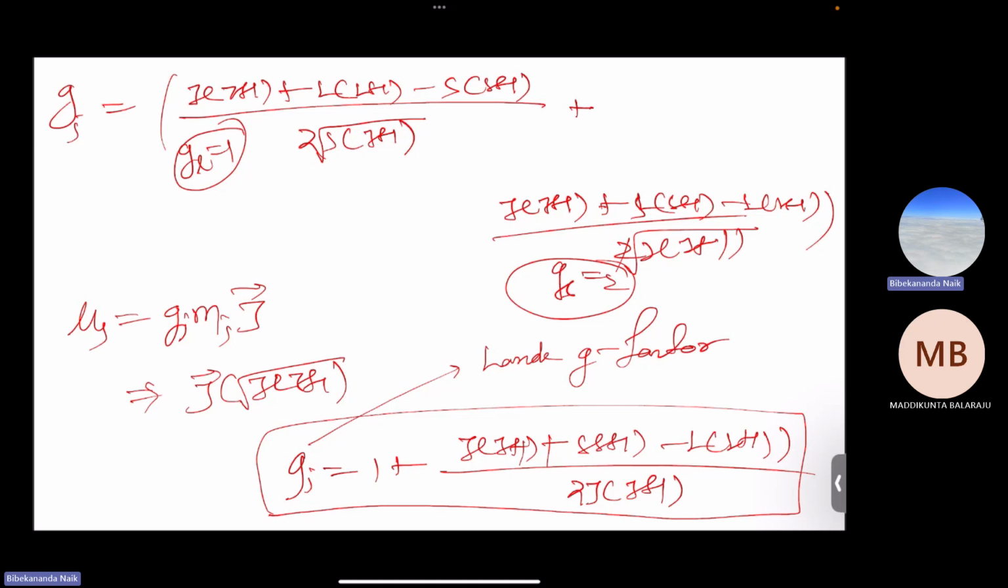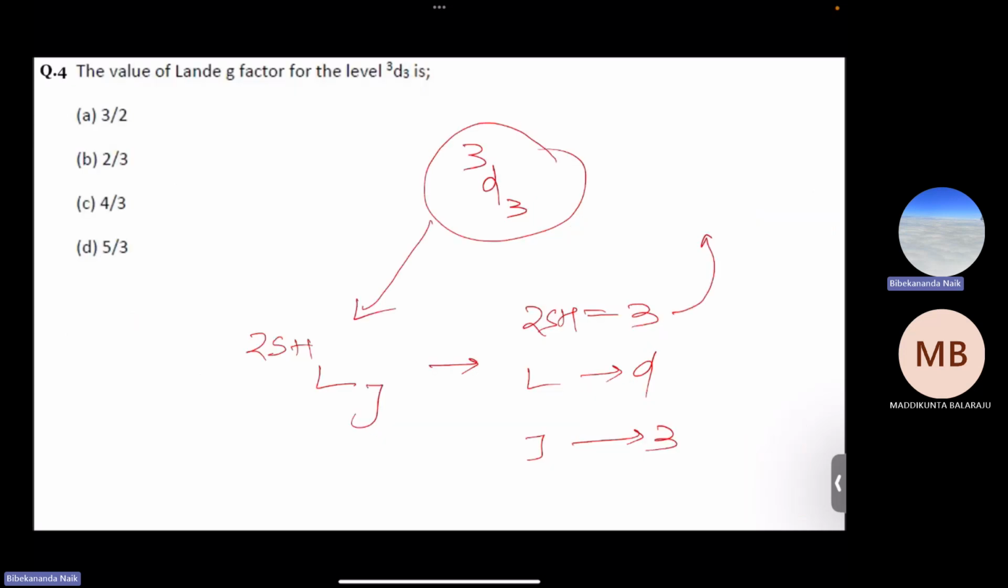Now let's come to the question. The question says, what will be the value of Landé G factor for the level 3D3? So now if you see for these levels, what are the values of S, L and J? From this we can get the value of S is 1, the value of J is 3, and for L, D is in the SPD series, so for D, L is 2.